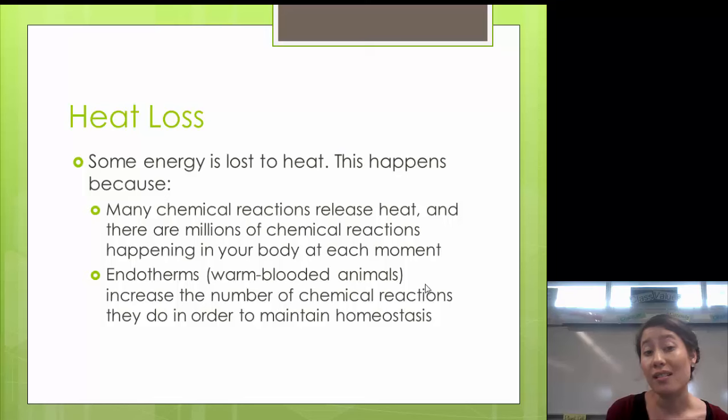Another way that energy is lost is through heat. And this happens simply because your body is doing millions of chemical reactions every second that you are alive. Many of these chemical reactions release heat as a byproduct. In particular, as endotherms, warm-blooded animals, we can actually control the number of chemical reactions that we do in the body to either heat our body up or to cool it down, depending on what our temperature needs are. This is in order to maintain that homeostasis. But whenever chemical reactions are happening, heat is being released simply because chemical reactions aren't 100% efficient and they release heat as a byproduct.